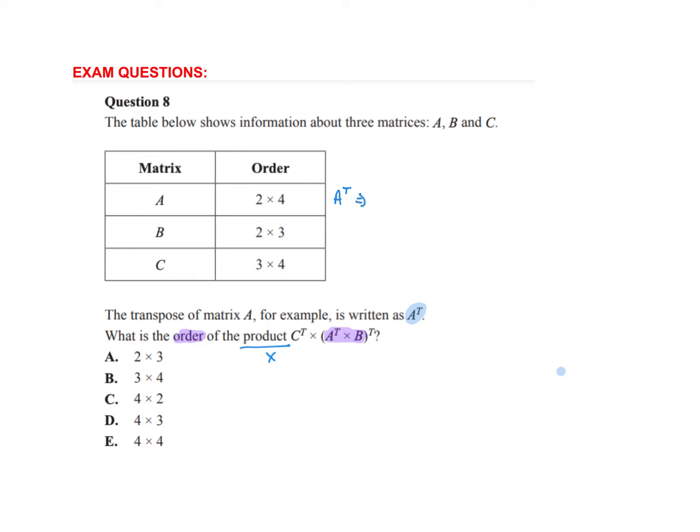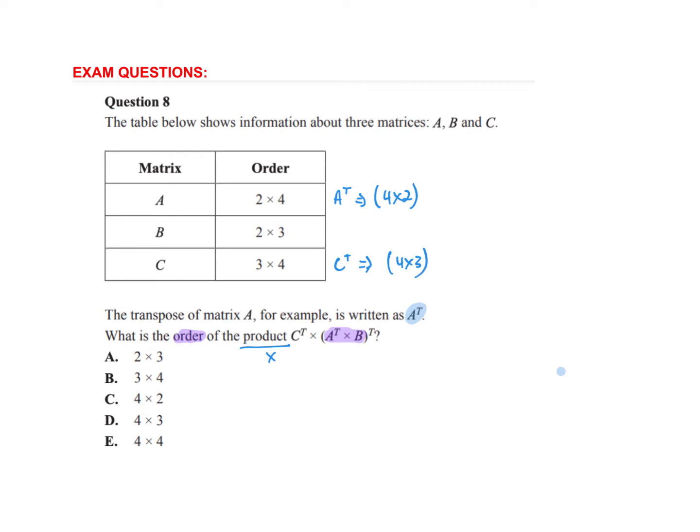So let's just write down the order of transpose A. Now remember, transposing means you flip the rows and columns. So if the original matrix is a 2 by 4, then the transposed A is a 4 by 2. And while I'm here, I'm going to do transpose T because that's in my question as well. So it's going to be a 4 by 3.